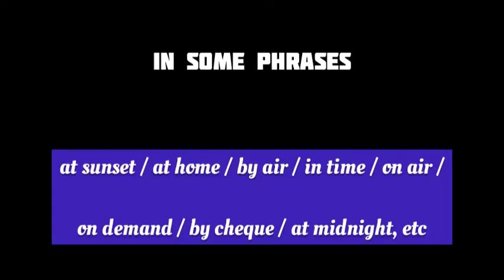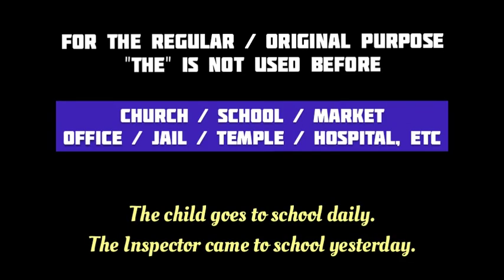There are some phrases in which the definite article the is not used. For example, at sunset, at home, by air, in time, on demand, by check, at midnight, on air, and so on. So as you can see, many phrases have the in them, whereas there are many phrases in which the is not used.